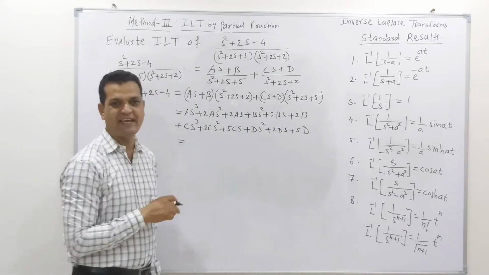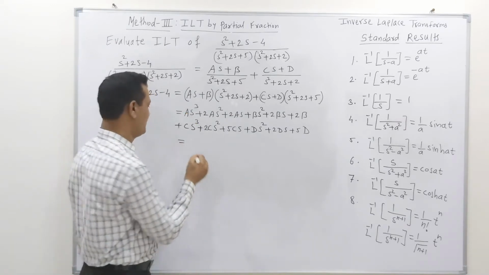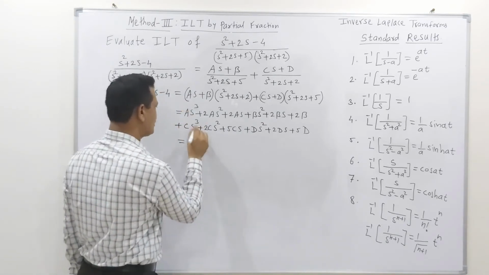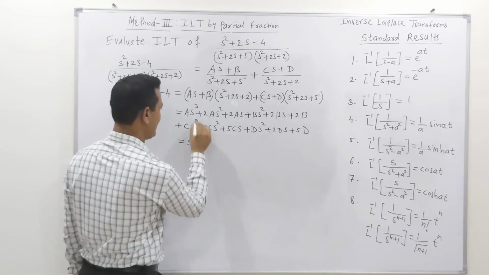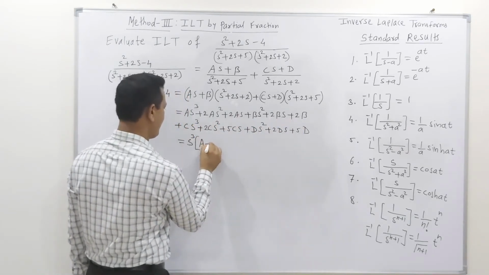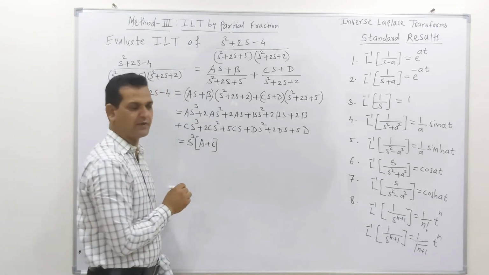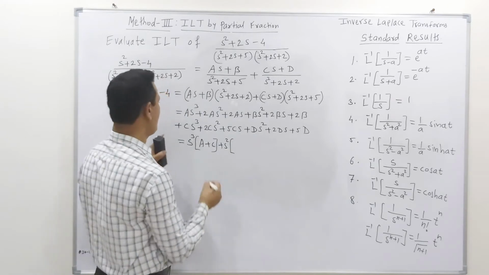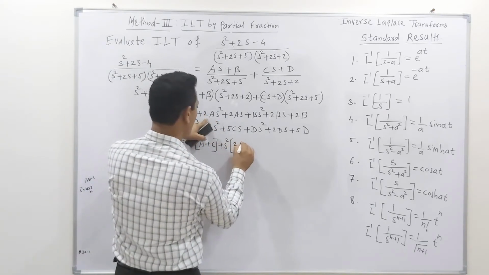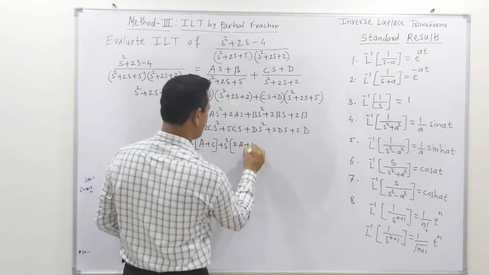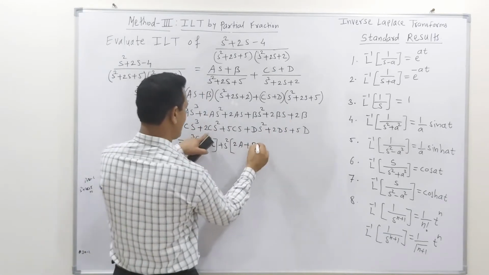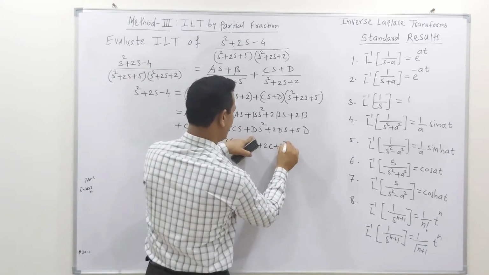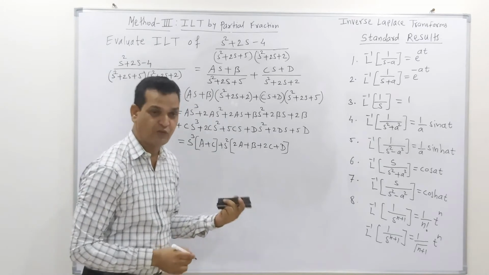The highest power of s in this equation is s cube. So we can write s cube into the coefficient of s cube, which is a, plus c, the second coefficient. Now write down all the coefficients of the s square term. The coefficient of s square is 2a, then plus b, then plus 2c, plus d. So these are the coefficients of the s square term.